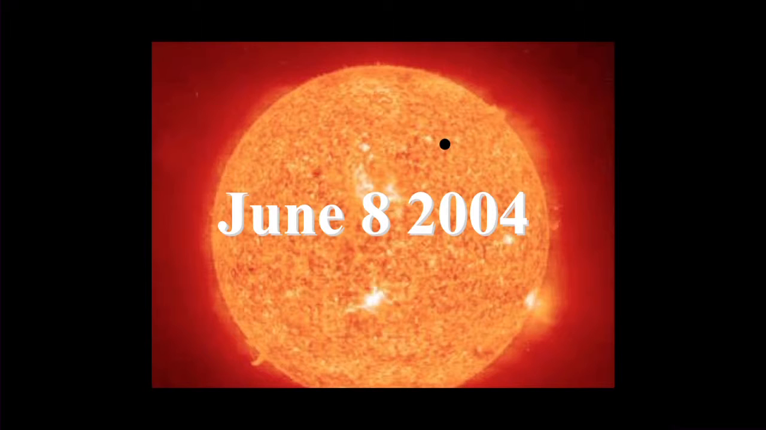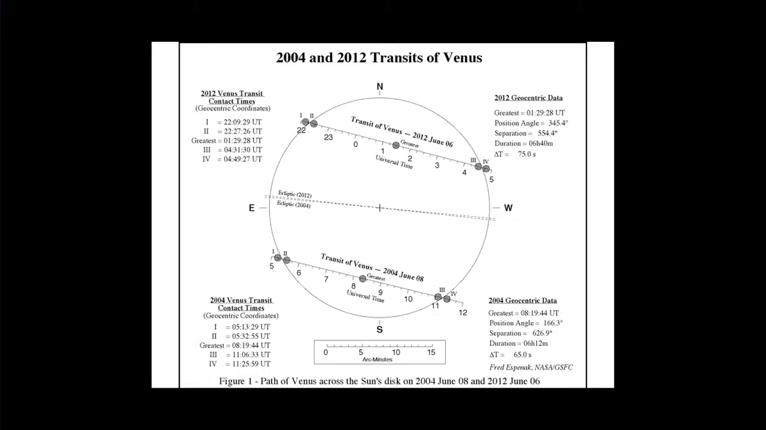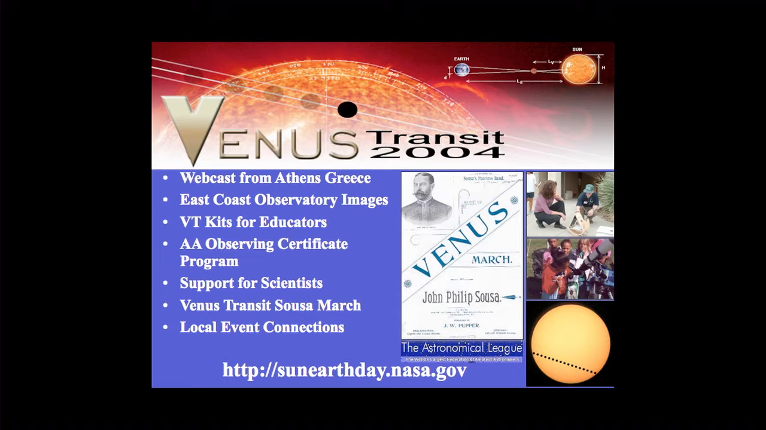So in 2004, here's what it looked like. People in the eastern part of the United States could see the transit in progress as the Sun rose. And I got my daughters up at some ungodly hour, and we went up to a parking garage and showed about 500 people the transit of Venus. Here's the geometry across the Sun in 2004. And so for our Sun Earth Day program in 2004, we also featured the transit of Venus.